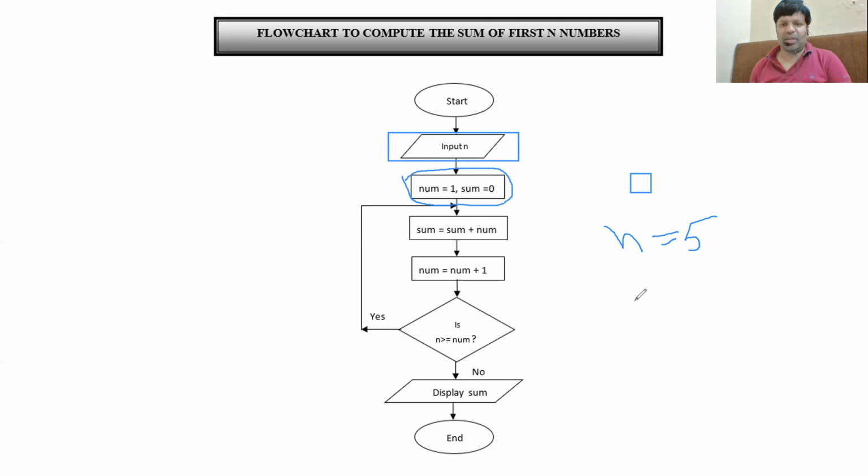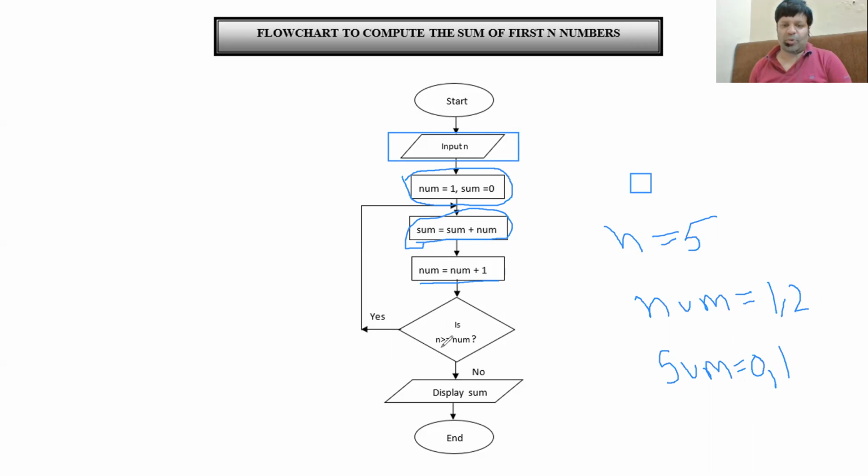Now what will happen here is, because we are going to start with the counting, the value of the variable num is equal to 1 and sum is equal to 0. Then we move towards this next process. What is this process? It will add the value of num to the existing value of sum. What is the existing value of sum? It is 0. And the existing value of num is 1. So 0 plus 1 becomes 1. So new value of sum will become 1. Num is equal to num plus 1. That means we will increment the value of num by 1 and it will become 2.